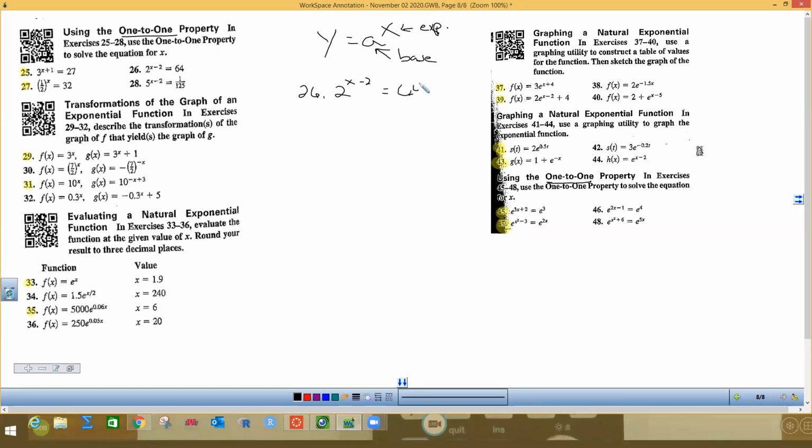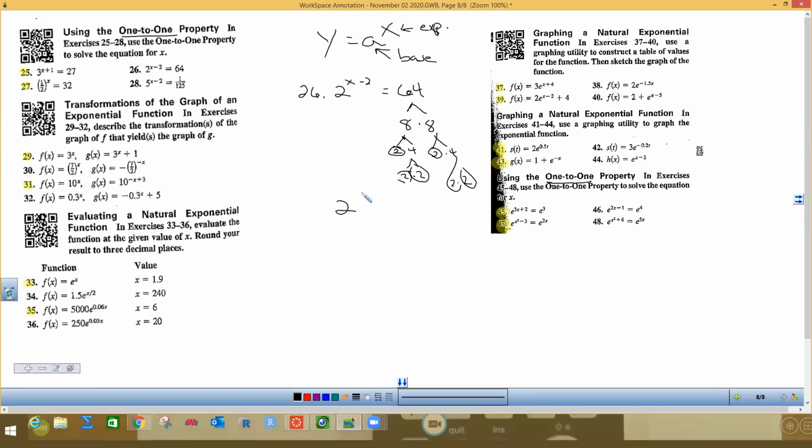I need to break 64 down, so the 64 is going to be 2 to a power. So 64 is 8 times 8, and 8 is 2 times 4, and 4 is 2 times 2. This 8 is also 2 times 4, and this 4 is also 2 times 2. So that gives me 1, 2, 3, 4, 5, 6, 2's.